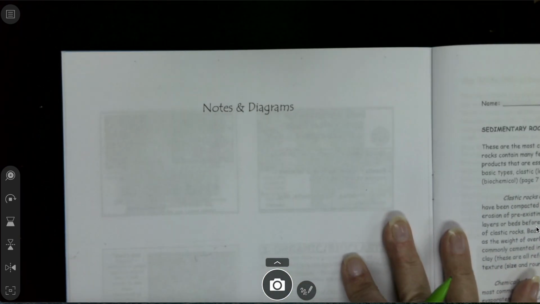So open up to notes pack page 24. All right, you should be on notes pack page 24. If everyone's not there, just pause the video, let everyone get there.